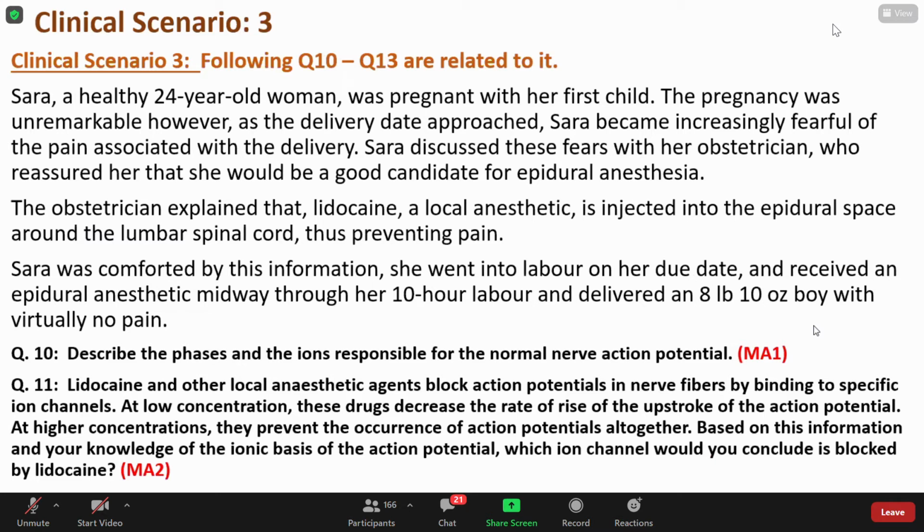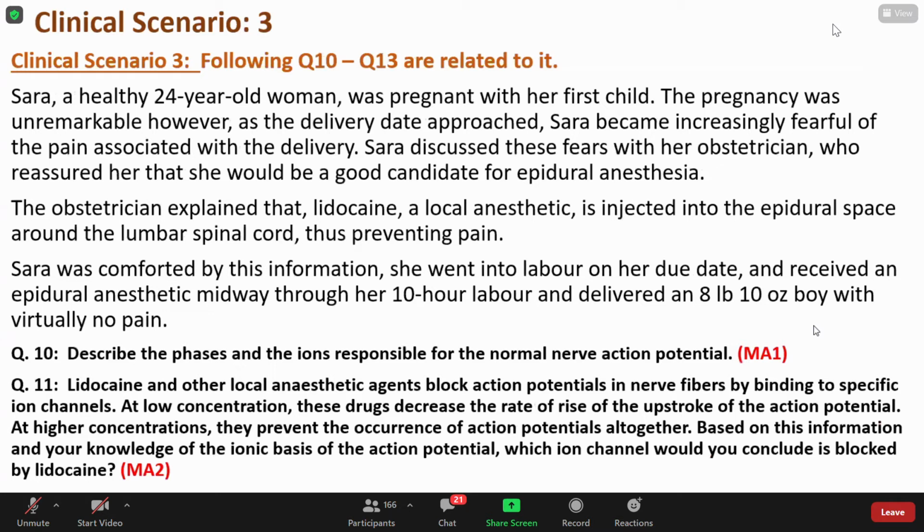It describes the phases and the ions responsible for the normal nerve action potential. Initially, there's the resting membrane potential, which is maintained by the sodium-potassium pump and the potassium leak channels. For a normal nerve action potential, we have depolarization from the ligand-gated sodium channels, and this causes a graded potential. Once the graded potential is generated, if the threshold at the level of the axon hillock is reached, then there's a propagation of an action potential.